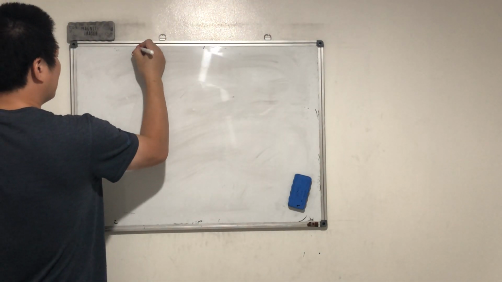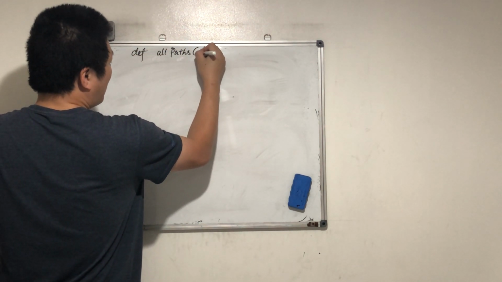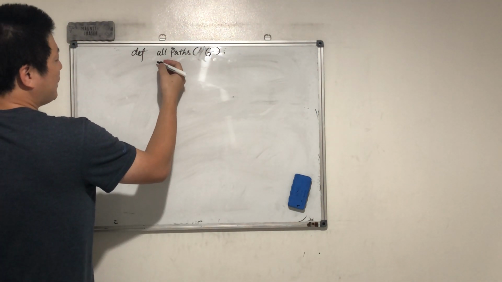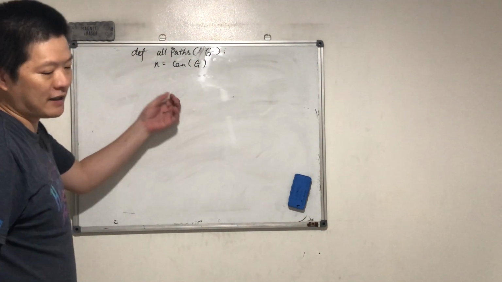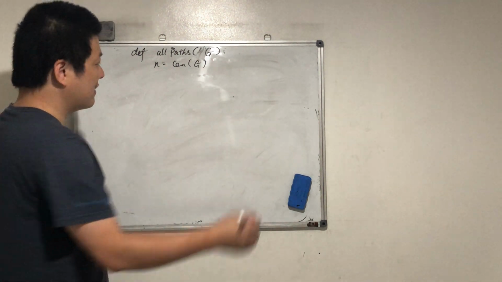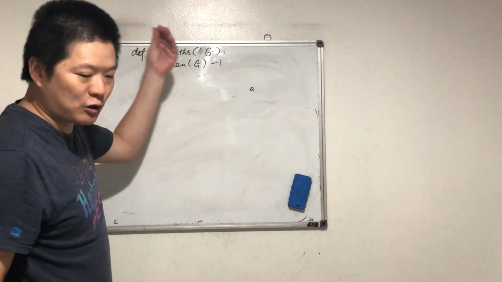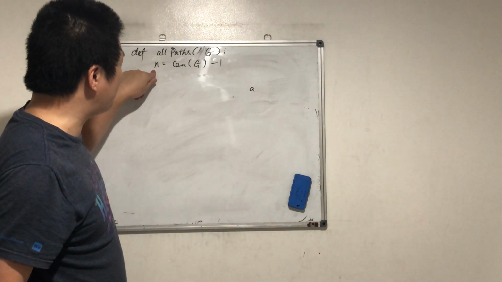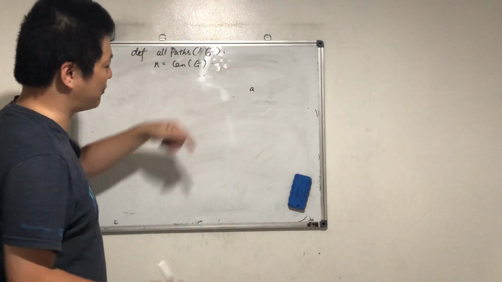Okay, define all paths. Let me just have a graph. First of all, we need to find out the n. n is the length of the graph. Graph is defined as the adjacent link list. We are finding all the paths between 0 to n-1.